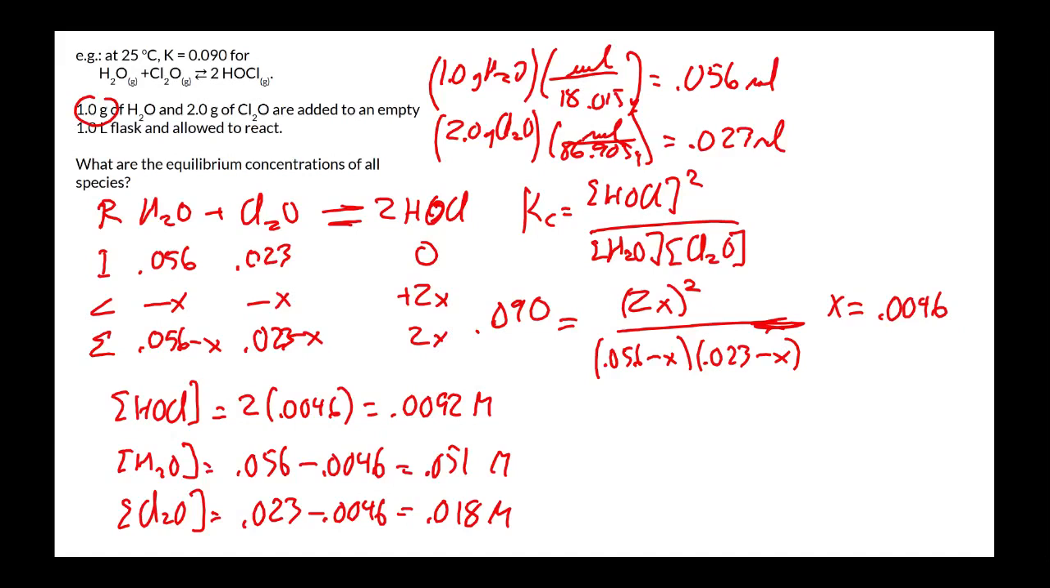So we had to solve a quadratic there. That is quite often the case. So whatever your favorite method for doing that is, you should get yourself used to doing that a few times. Here's another one. A mole of HOCl is added to an empty 2-liter flask and it's allowed to react. What are the equilibrium concentrations of all species?